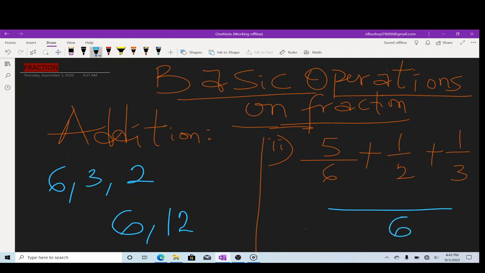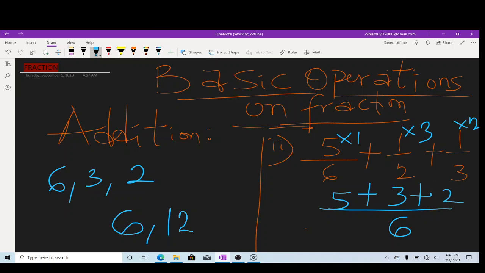6 in 6, the first denominator is 6. We'll go in this 6 how many times? That is 1. So this will be times 1. 1 times 5, you have 5. Plus 2 in 6, that's 3. This times 3. 3 times 1, that's 3. Plus 3 in 6, that's 2. This will be times 2. And that is 2.